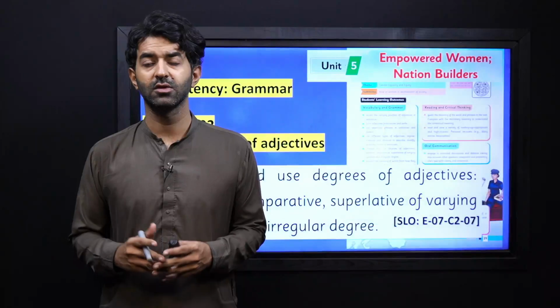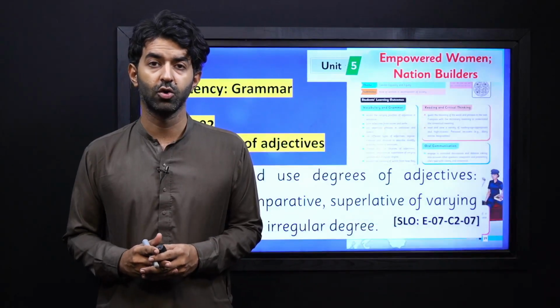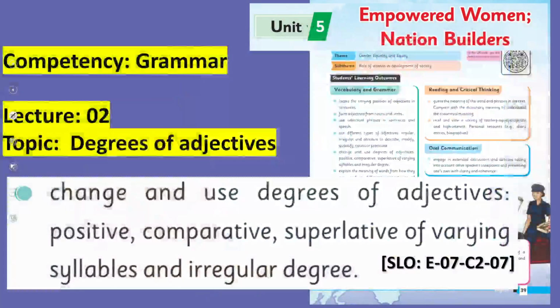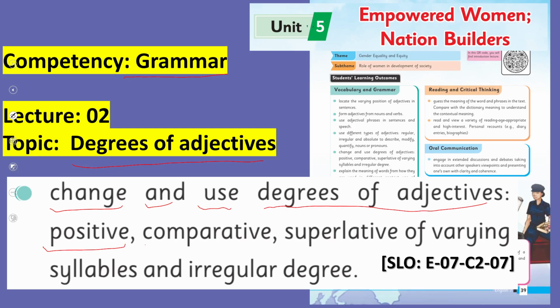Students, now let's do another SLO from our unit number 5. This is from the competency of grammar and we are going to talk about degrees of adjectives. Let's read our students' learning outcome. It says change and use degrees of adjectives, positive, comparative, superlative of varying syllables and irregular degree.